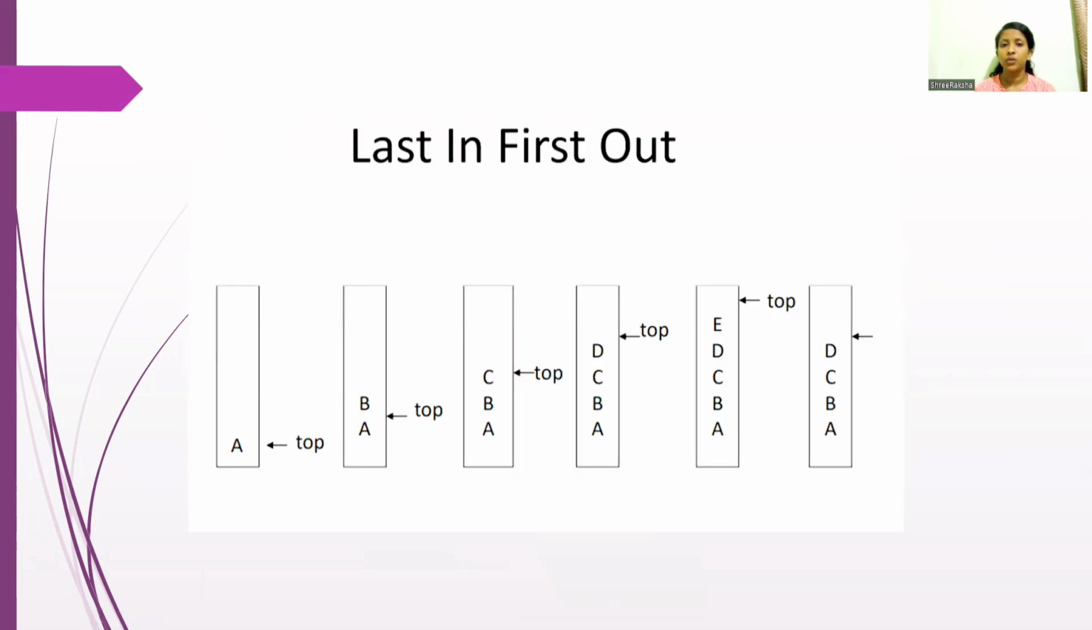This is an example of last in, first out. In this stack, A is inserted from the top of the stack and B is inserted upon A. Here C and D. If you want to remove E from this stack, we have to remove it from the top of the stack.